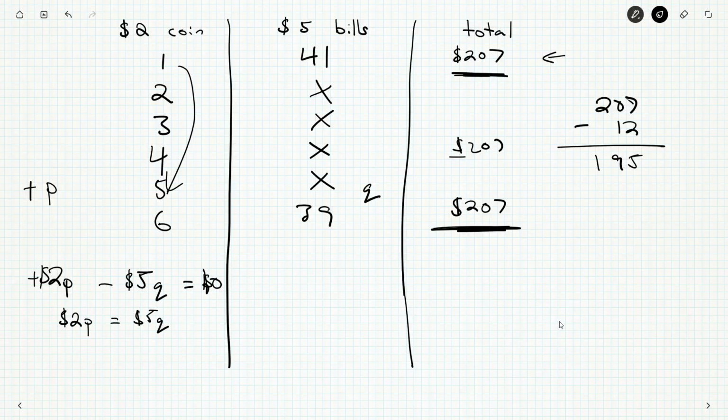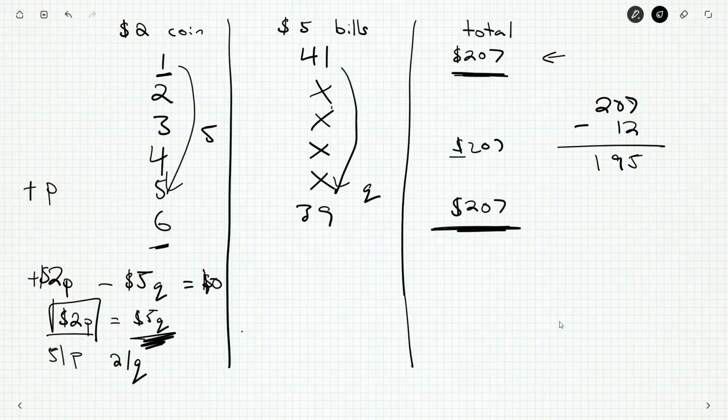Well, 2 isn't a multiple of 5, so 5 has to be a factor of P. Because over here it's a multiple of 5, that means this must be a multiple of 5. P has to be a multiple of 5. Similarly, Q has to be a multiple of 2. And that's why we go from 1 coin to 6 coins. We have a difference of 5 coins here, and we go down by 2 $5 bills.